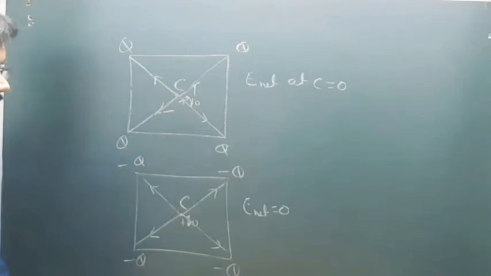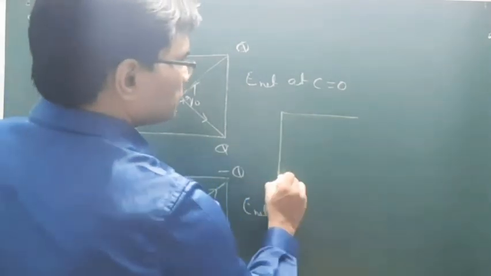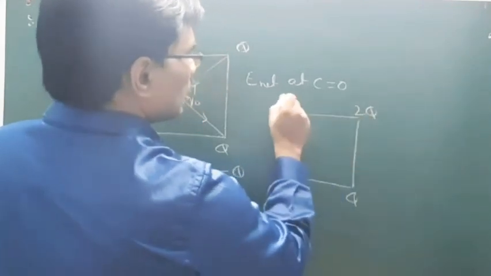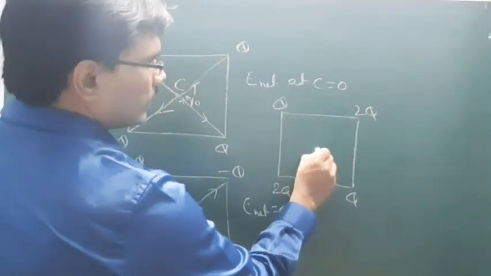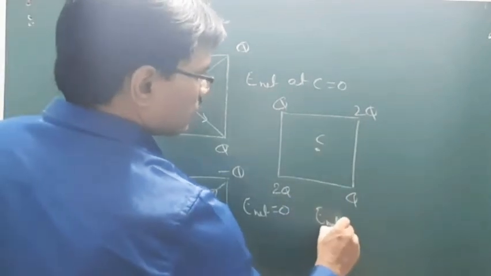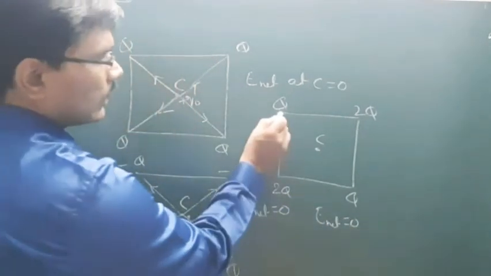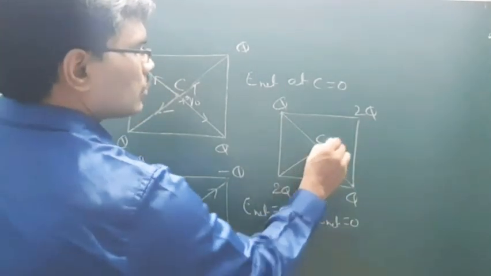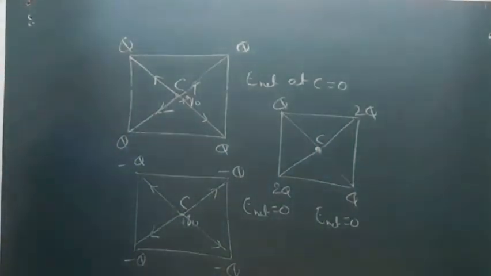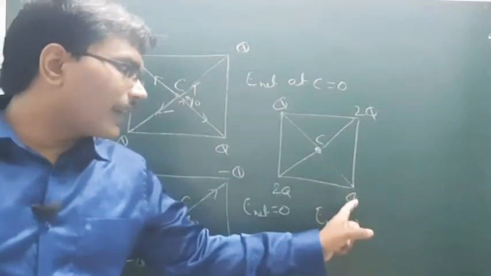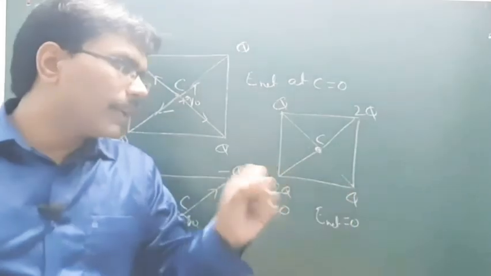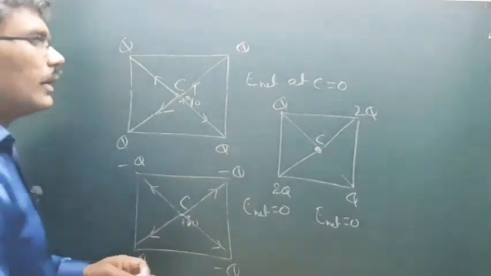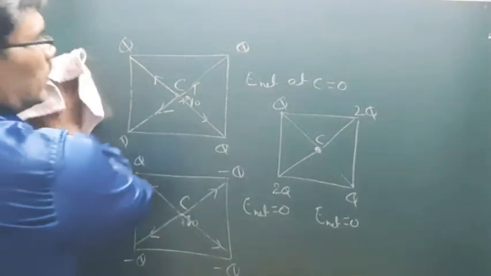Pairwise, they are cancelled out. So next, if you see here, here 2q, here q, here 2q, here q, then what is the net field at this point C? In that case also E net equals 0. Why? The fields due to these opposite charges are cancelling, and these two are also cancelling. Conclusion is, if diagonally opposite charges are identical, then the net electric field at the center will be 0.